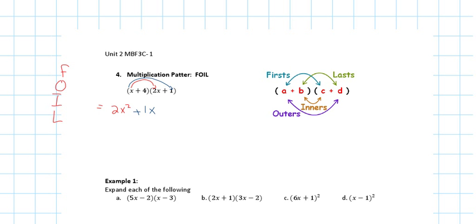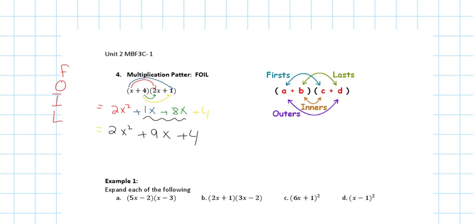Now, I'm going to look at my inner terms, so my 2 inner terms, the ones that are inside, and I'm going to multiply them together. So that's 4 times 2x, which is 8x. And then my last, which is the last term in each bracket, 4 times 1, which gives me 4. And that ends up being 2x squared. You're going to collect the like terms, which is the 1x plus 8x, so that gives me 9x, plus the 4.